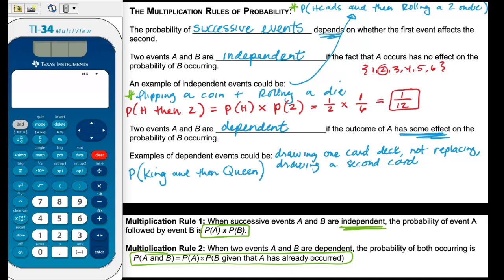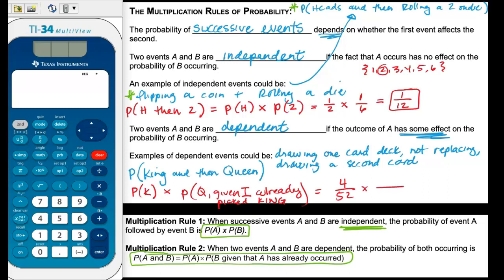So let's do this problem right here. What's the probability that I pick a king in a deck of cards, times the probability that I pick a queen given I already picked a king first? That already happened. If I look at a deck of cards, there are 52 cards in a deck and there are 4 kings. So the probability of picking a king is 4 out of 52.